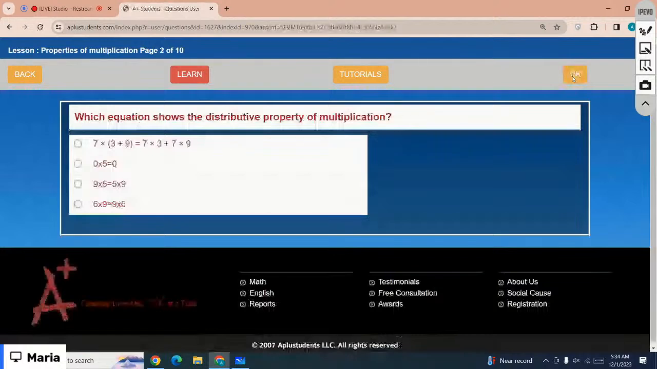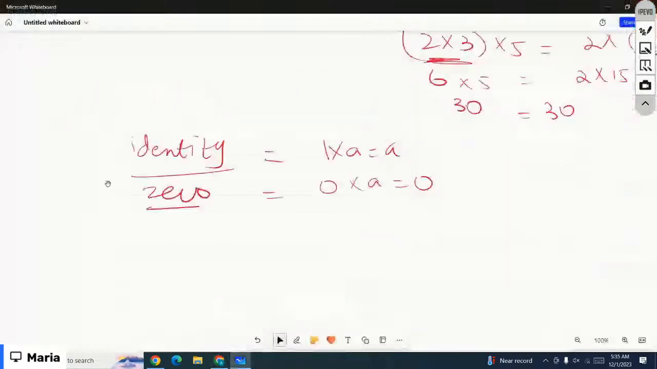Okay, the next one is which equation shows the distributive property of multiplication? I forgot the distributive property, right? Let me explain what is distributive property.